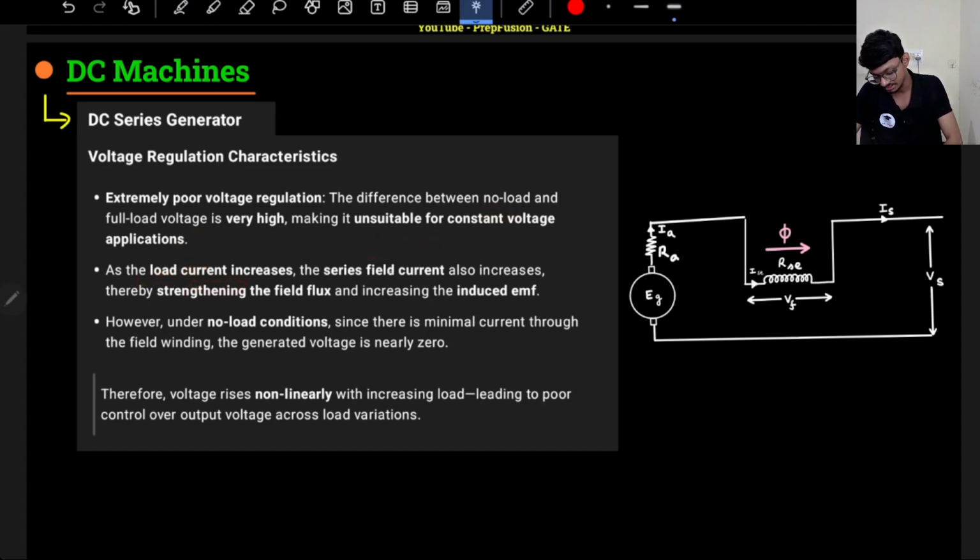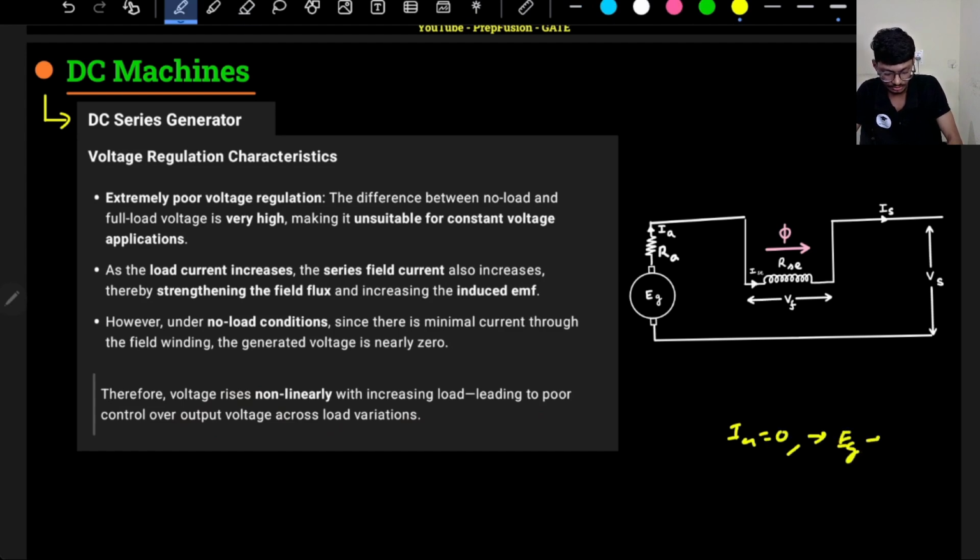As the load current increases, the series field current also increases, thereby strengthening the field flux and increasing the induced EMF. However, under no load condition, since there is minimal current through the field winding, the generated EMF is nearly zero. So voltage rises linearly with increasing load, leading to poor control over output voltage across load variation. What happens at no load, right? If there is no load connected at the output, if IA is 0, then roughly my EG also tends to 0. So in no load there is 0 voltage.